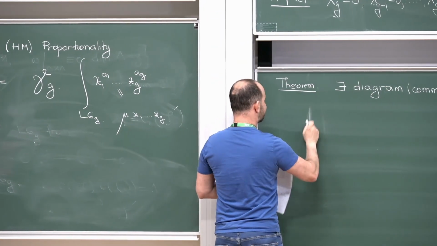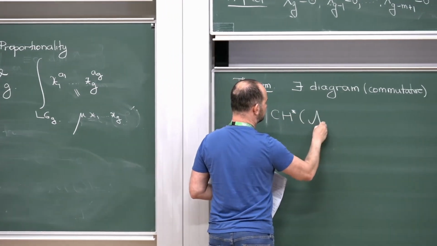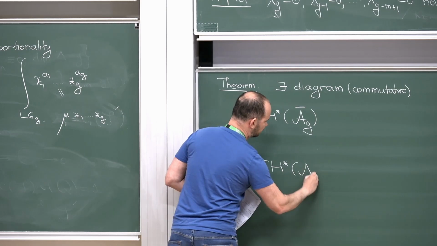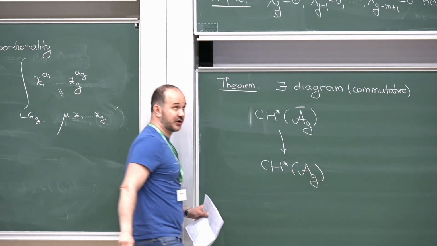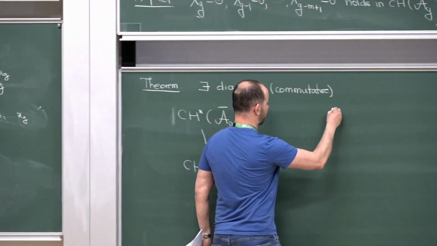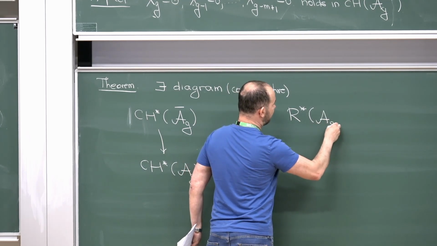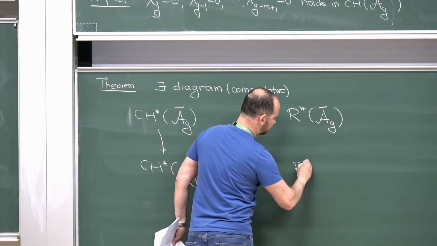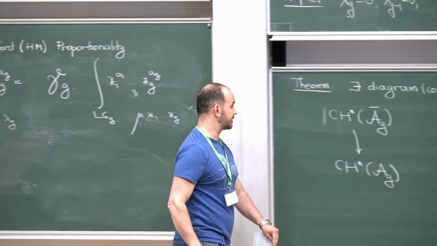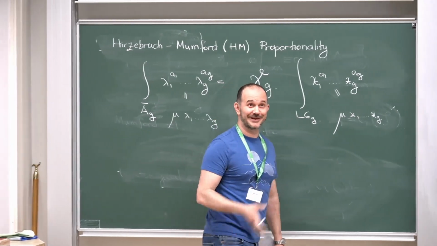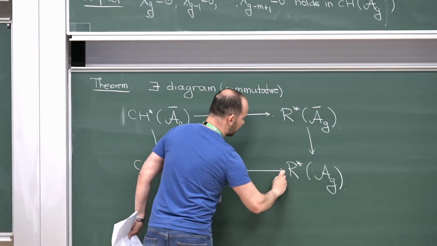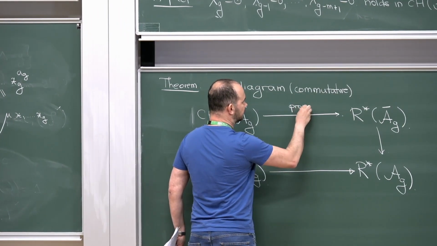I start with the Chow ring of A_g bar. I can compare it by restriction with the Chow ring of A_g. So this is a restriction. And then I can ask, how can I compare those with the analogous tautological rings? So I have R star of A_g bar here, and I also have R star of A_g here, and there are natural maps like this. Because I said there exists a commutative diagram, I should probably tell you how to complete the diagram. The completion of the diagram involves arrows in this direction, which will be called proj, for projection.